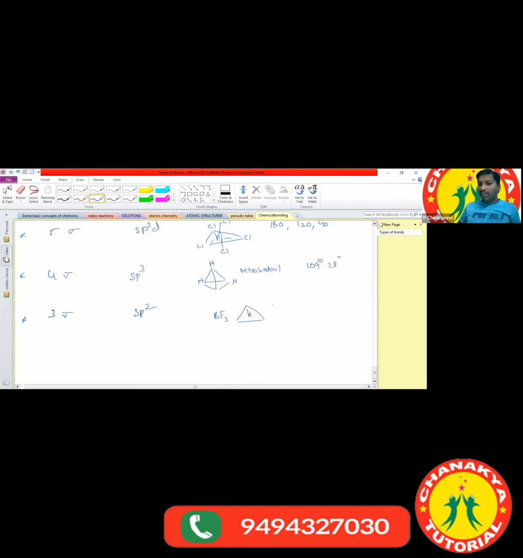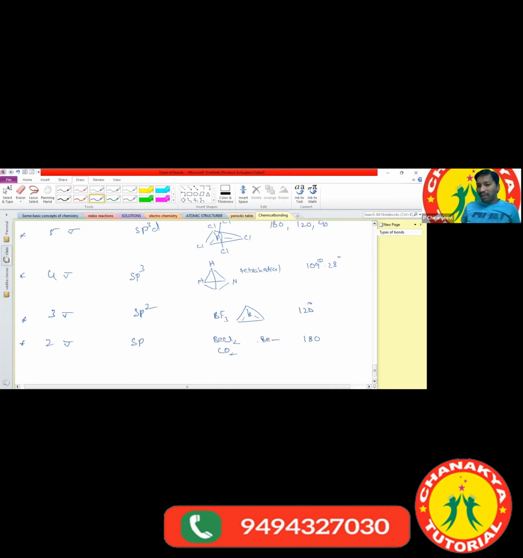Okay, in trigonal planar structure, what is the bond angle? 120 degrees. And if it has 2 sigma bonds, it exhibits sp hybridization. If it exhibits sp hybridization, what is the example? BeCl2. Carbon dioxide also exhibits sp hybridization. What is the bond angle? 180 degrees. It has a linear structure.